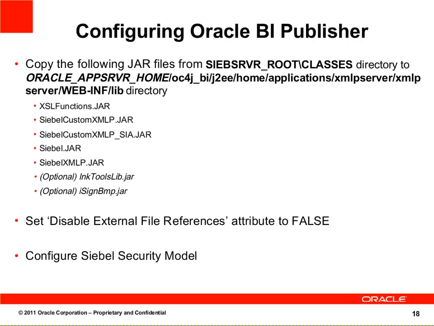Now this is a particular setting on the BI Publisher server, and I'll show you where it is when we do the demo. It's called the disable external file references attribute, and we have to set it to false. It's set to true by default when you install BIP. So we have to set it to false so that it makes it work with Siebel.